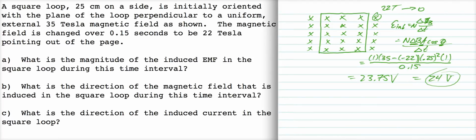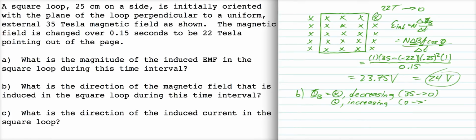Now, for part B, we need to find the direction of the induced field. Okay, so the flux in the loop is into the page and decreasing, at least for the first part of the change. For the second part of the change, you could say that it's out of the page and increasing up to 22. Right? This takes it from 35 down to 0, and this takes it from 0 to 22.